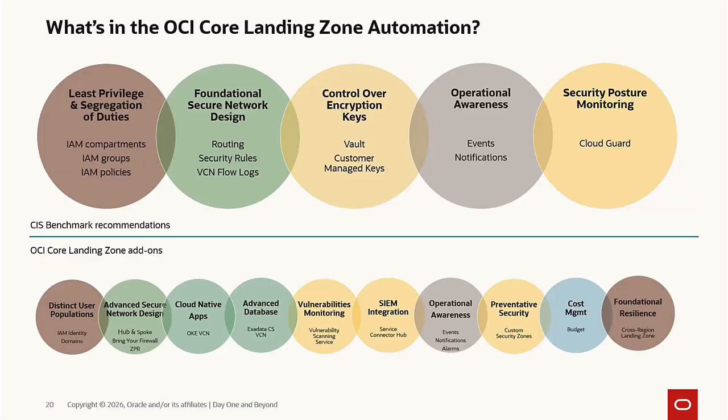But we also have these add-ons that we think are very important from a customer deployment perspective. So we extended those benchmark recommendations to include things like support for distinct user populations using OCI identity domains. We extended that foundational network design to support hub and spoke topology, where you can bring your own firewall and deploy it, and also deploy zero trust packet routing policies. We create some pre-configured VCNs for Kubernetes and Exadata cloud workloads.